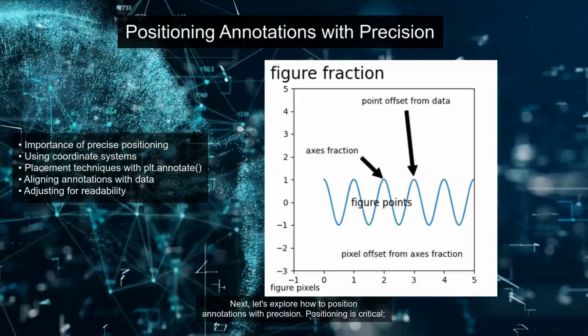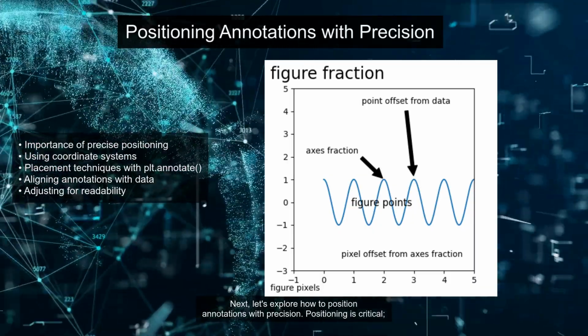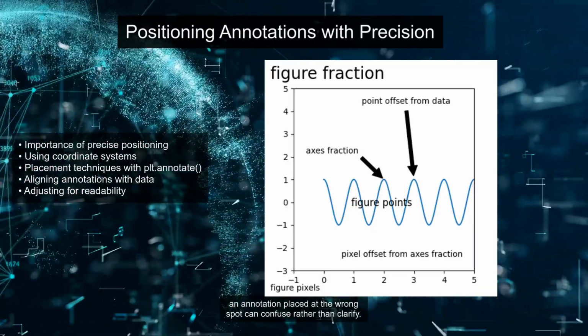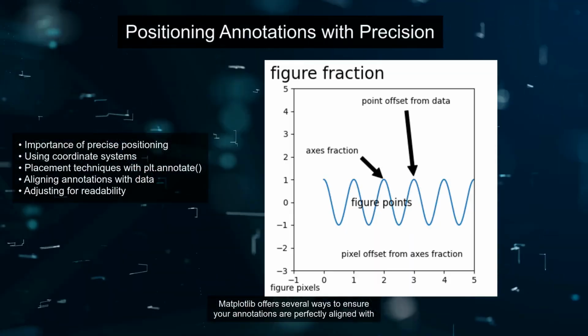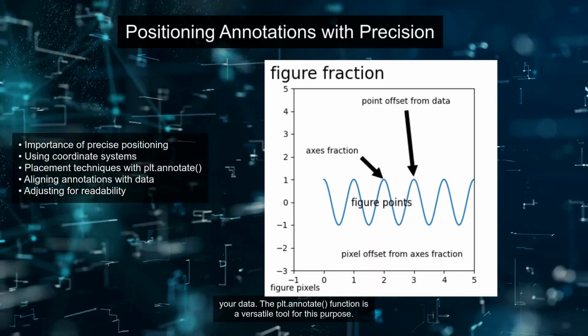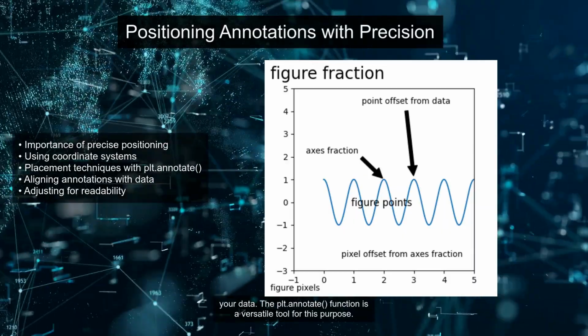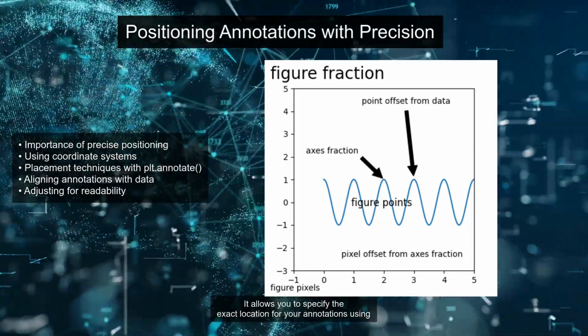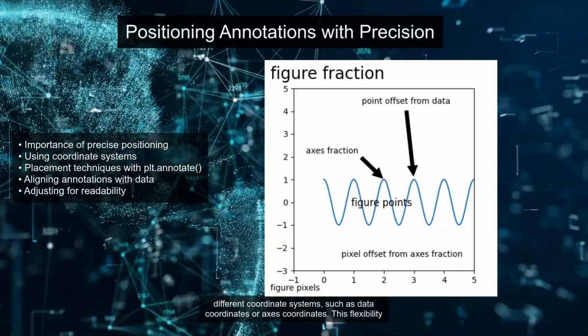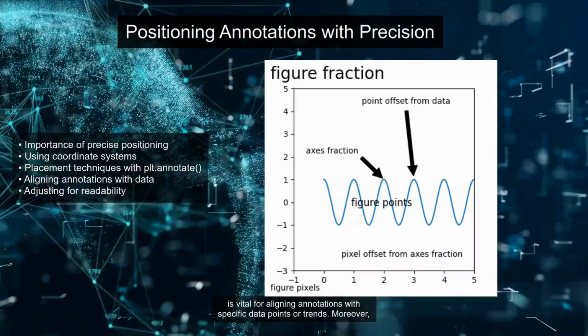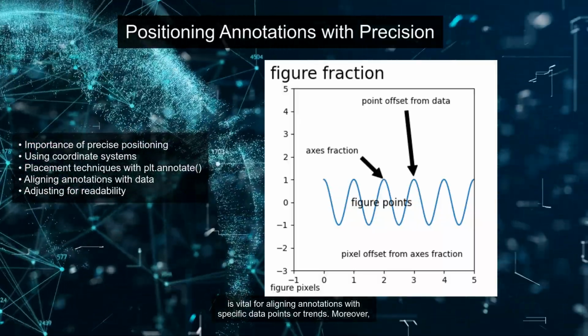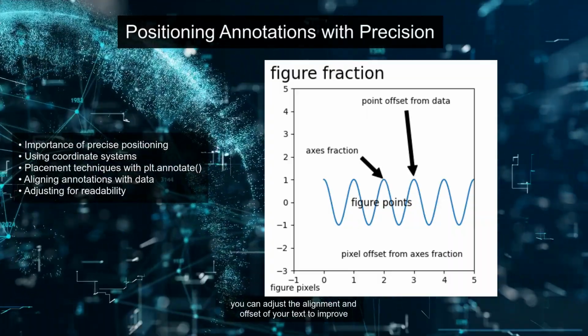Next, let's explore how to position annotations with precision. Positioning is critical. An annotation placed at the wrong spot can confuse rather than clarify. Matplotlib offers several ways to ensure your annotations are perfectly aligned with your data. The plt.annotate function is a versatile tool for this purpose. It allows you to specify the exact location for your annotations using different coordinate systems, such as data coordinates or axes coordinates. This flexibility is vital for aligning annotations with specific data points or trends.